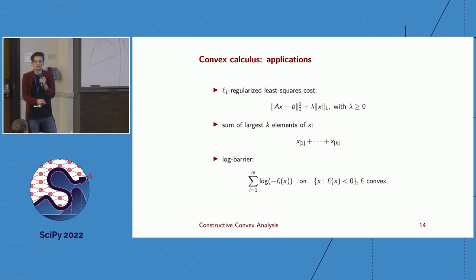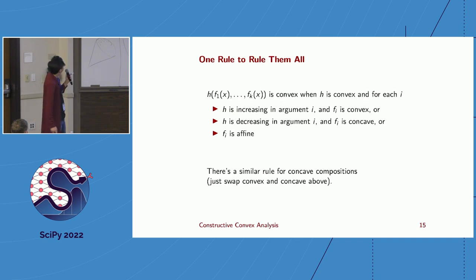For those who find this optimization material compelling and do more reading on your own, this function here is called the log barrier for a convex set, the set of vectors x where each of these convex functions is negative. But that's a higher level math example, not something we need here.